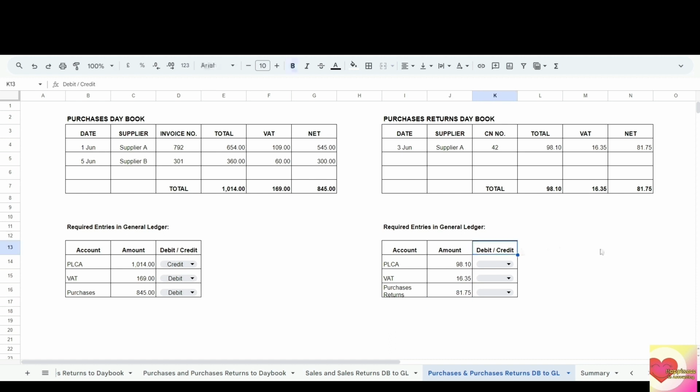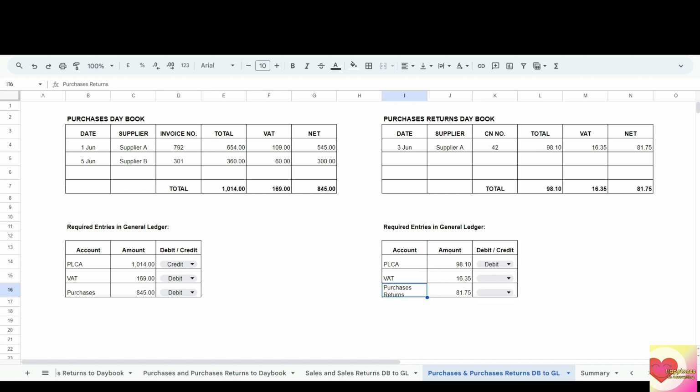Then let's determine which side they go, either debit or credit. First is PLCA. PLCA is a liability, so when we return goods to suppliers, it means that we no longer have to pay for those amount of goods. So our PLCA will decrease and it goes to debit.